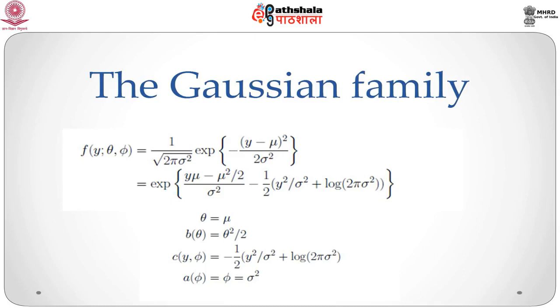C of y, phi is equal to minus half, y square by sigma square plus log of 2 pi sigma square. However, note that we do have an additional scale parameter sigma square, and a of phi is equal to sigma square.